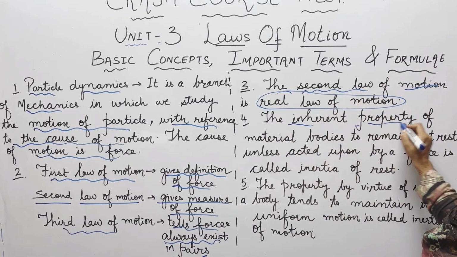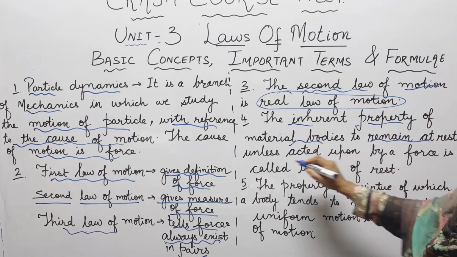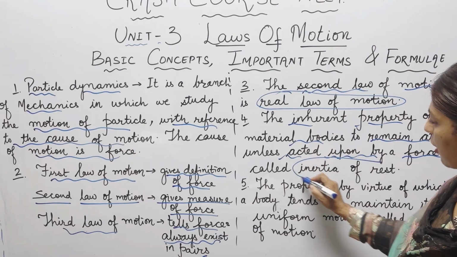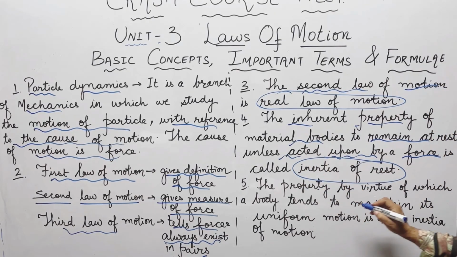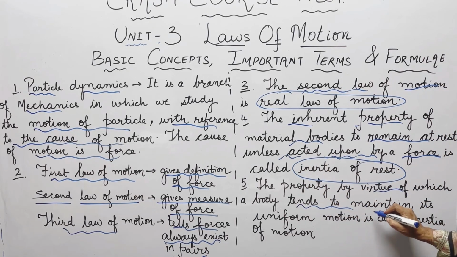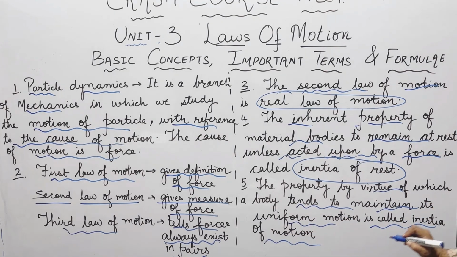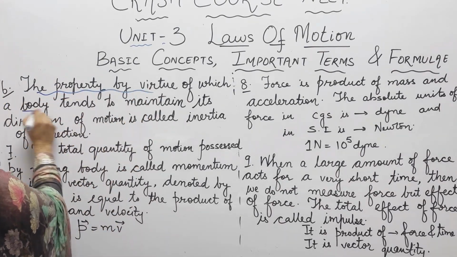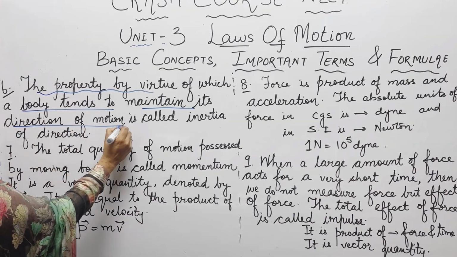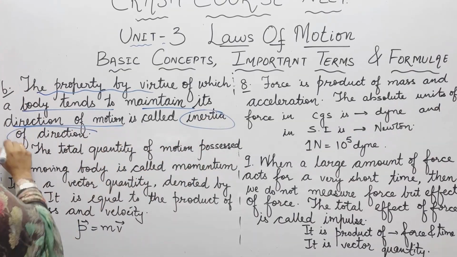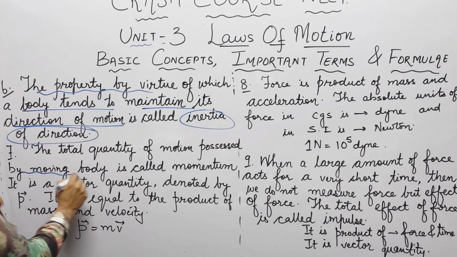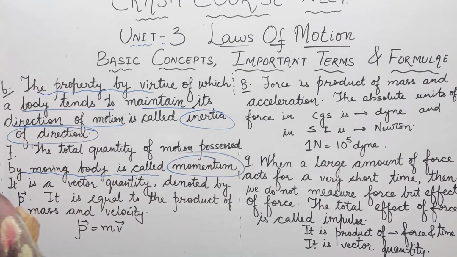The inherent property of a material body to remain at rest unless acted upon by a force is called inertia of rest. The property by virtue of which it tends to maintain its uniform motion is called inertia of motion. The property by virtue of which a body tends to maintain its direction of motion is called inertia of direction. Next, the total quantity of motion possessed by a moving body is called the momentum.